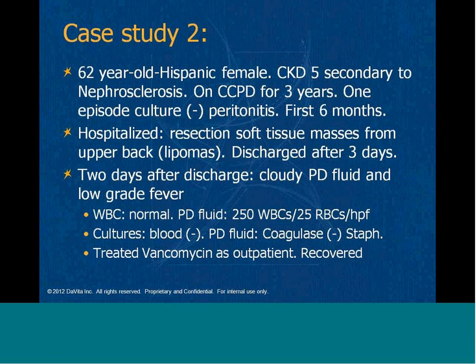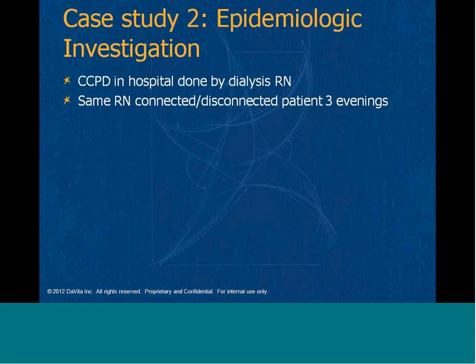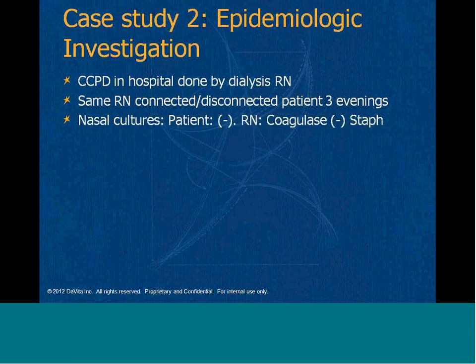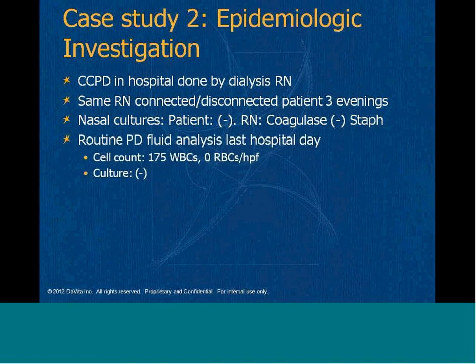Now, this patient had been in the hospital, and the renal case manager contacted her 3 or 4 days later and found out that she had peritonitis. So she promptly notified the epidemiologist of the hospital, and the hospital undertook an epidemiologic investigation as follows. In the hospital, the patient was dialyzed by a dialysis nurse. The same nurse connected and disconnected her for 3 evenings. Nasal cultures from the patient were negative. Nasal cultures from the nurse were positive for coagulase-negative staph.